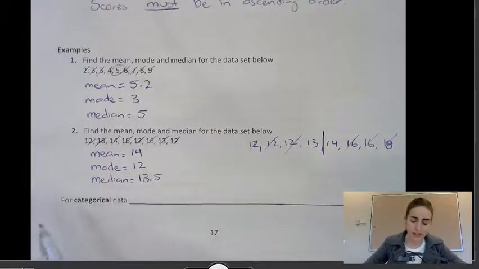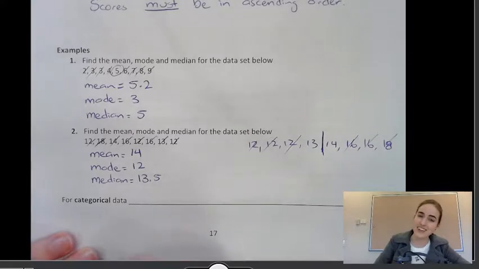The other little bit is that if we have categorical data, so we're looking at data about colors or flavors or transport or categories, we can find the mode, which is the most popular or the most frequent occurring piece of data. But we can't find the mean or the median because it's not possible for us to order or to add those data sets together. So for categorical data, we can find the mode, but not the mean or the median.